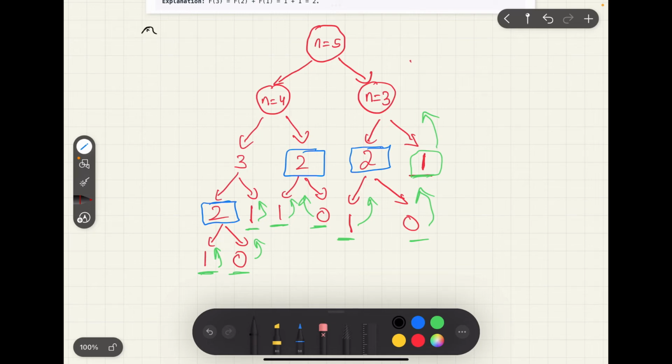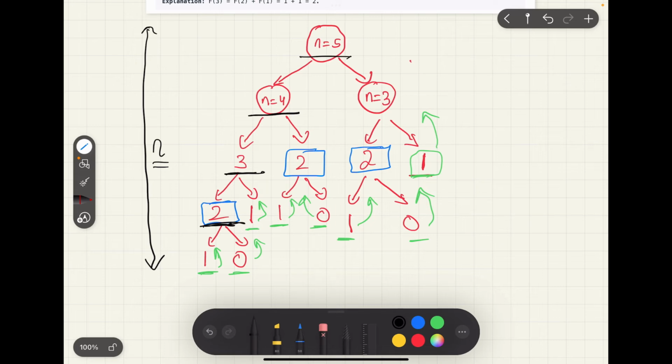So let's try to identify the height of the tree. The maximum height of the tree: if you see, in every level n is at least being decreased by 1. So here n was 5, in here the maximum value of n is 4, in this the maximum value of n is 3, and in this 2. So in every level n is at least being decreased by 1, so the maximum height that this tree can gain is obviously going to be n.